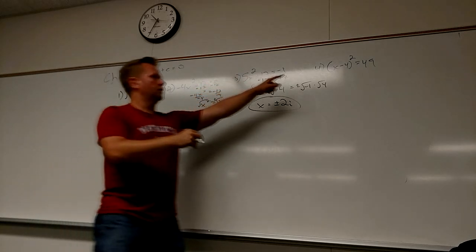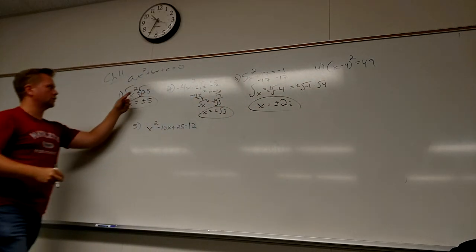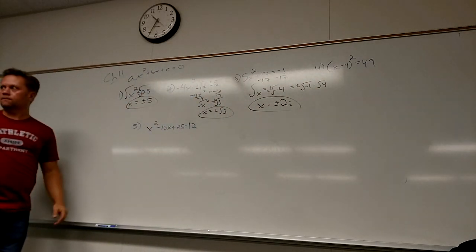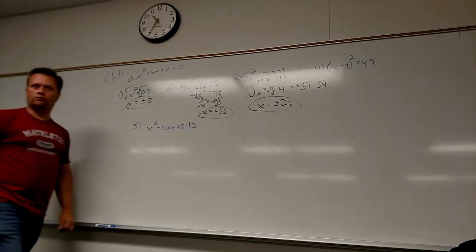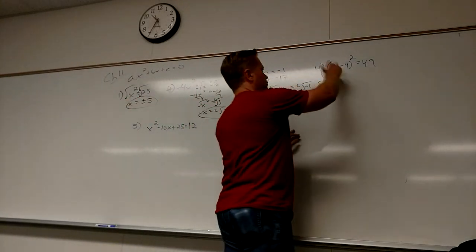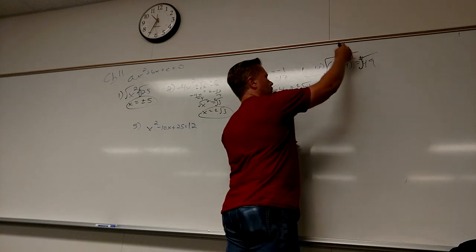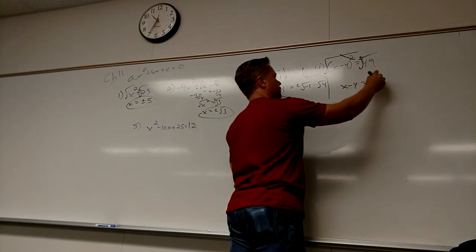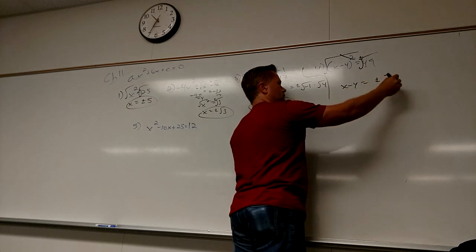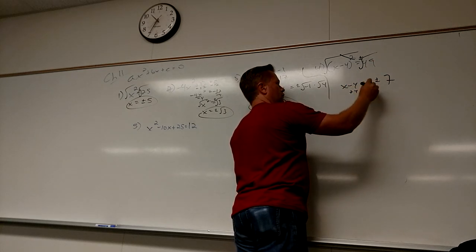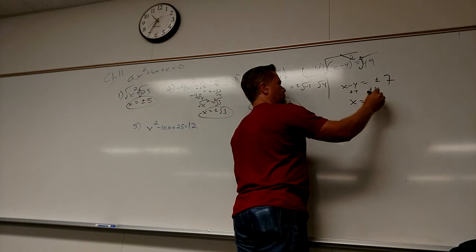What about number 4 then? Number 4 is exactly the same as number 1. Square root, yep. I don't square anything, right? I don't multiply it out. I take the square root, and that kills the square. So you get x minus 4 equals plus or minus 7. Add 4, I get x equals 4 plus or minus 7.